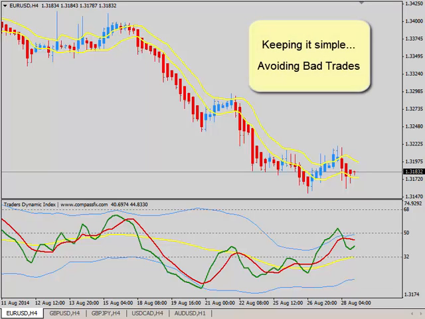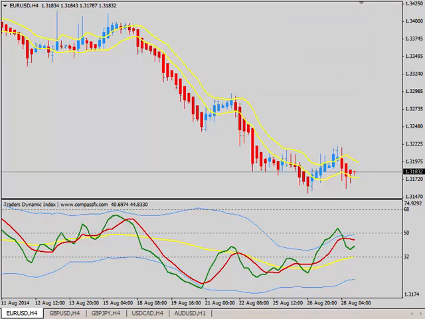Today I want to specifically talk about avoiding trades. Oftentimes traders get so wrapped up, or they look at a chart and they think, I need to get in the market right now, but they don't wait for a proper setup. And sometimes stepping into the market isn't really the right thing to do. So today I want to show you a simple technique to help you avoid stepping in the market when you may not want to.